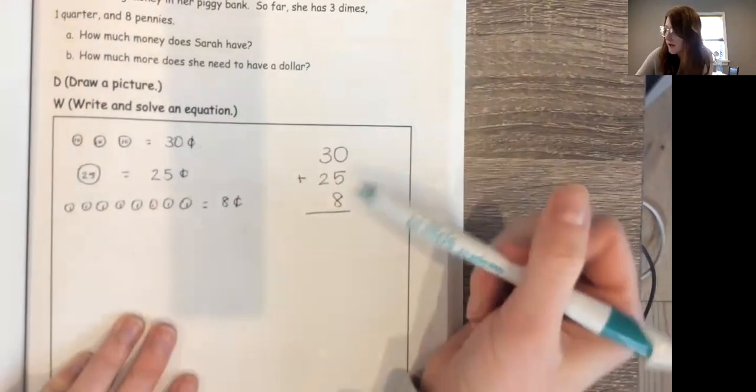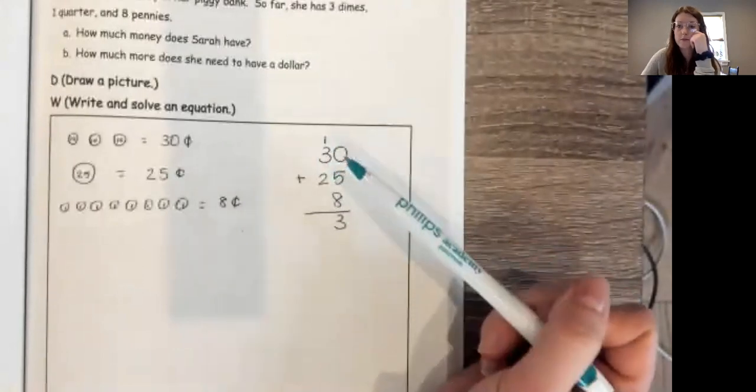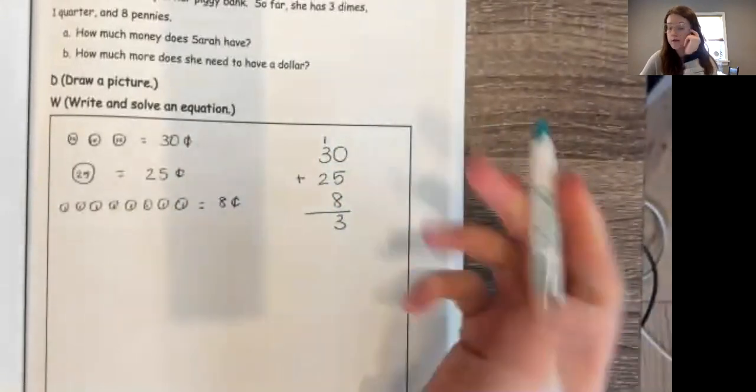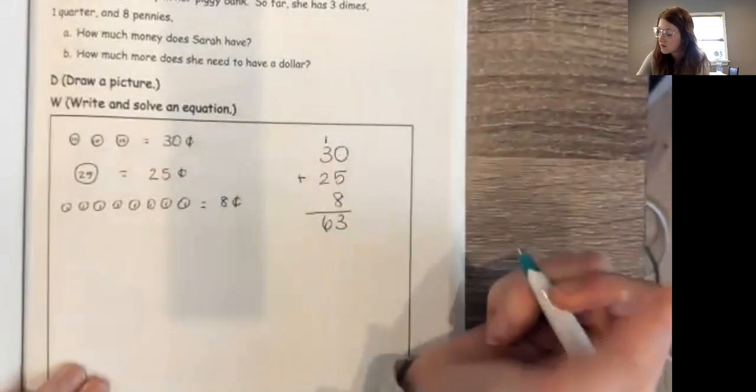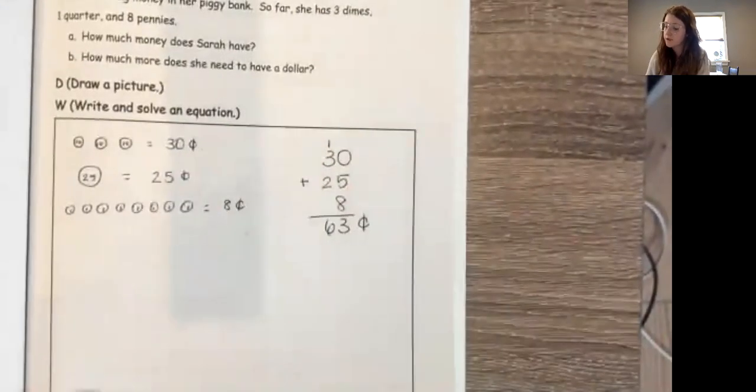Sorry, my screen's kind of blurry. So I know I have 5 plus 8, and that gives me 13. So I'm going to put a 3 in the ones place, and then I'm going to carry my 10. Then I'm going to add up my tens. So 1 ten plus 3 tens gives me 4 tens, plus another 2 tens gives me 6 tens. So I know altogether she has 63 cents, right? So for part A, I know Sarah has 63 cents.